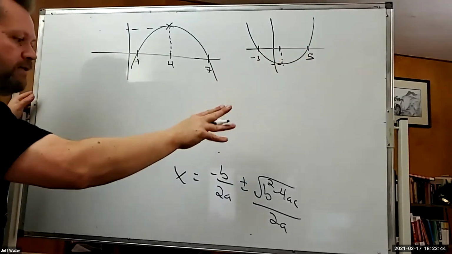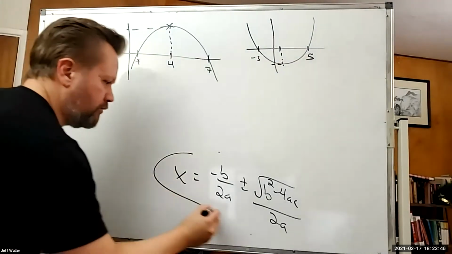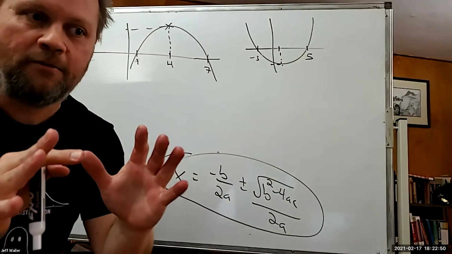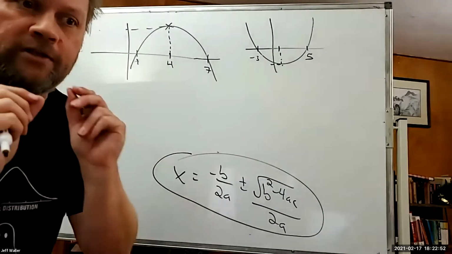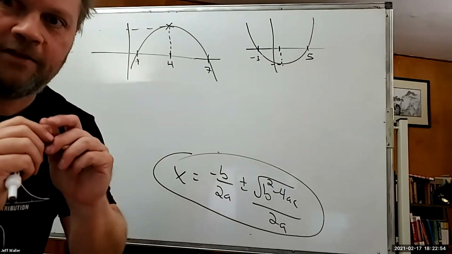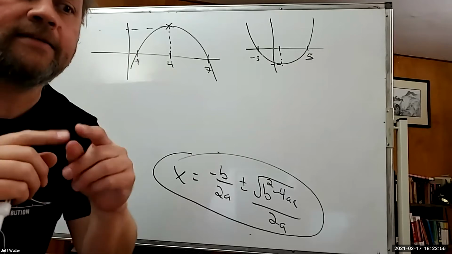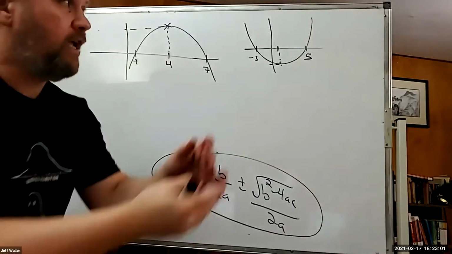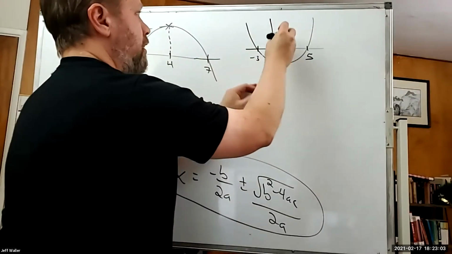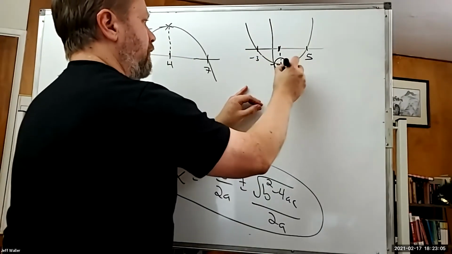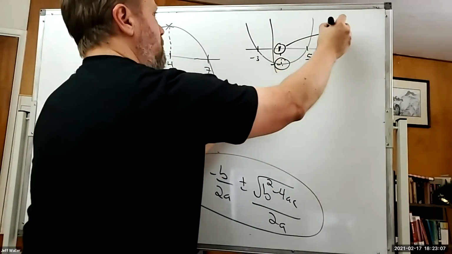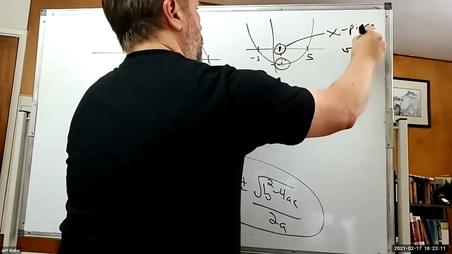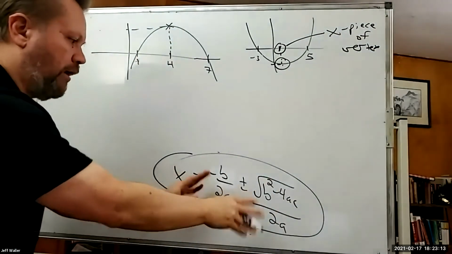Anyway, so what am I trying to say? Remember what the quadratic formula finds? Remember where we started. One of the first things I said, what does the quadratic formula do? Finds the x-intercepts. If I know the x-intercepts, the x piece of the vertex is right in the middle of the intercepts. So I really want you to get this.